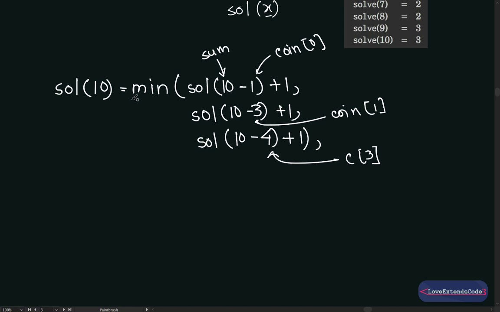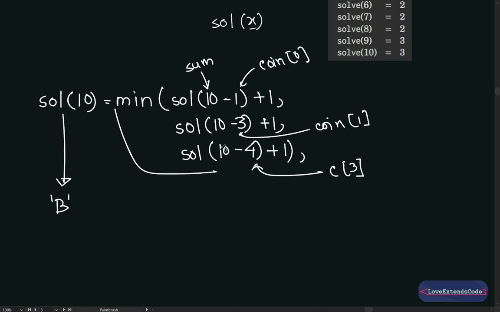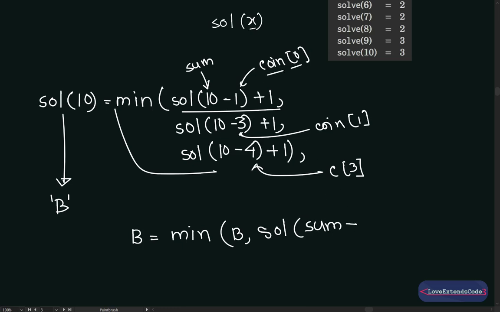Now this line can easily be broken down into 3 lines. So let's say sol 10, I'll store it inside the variable best. So b represents the variable best, and I will break down this one statement into 3 lines. First I can write b equals minimum of b and this one. This one I can write as sol of sum minus coin of 0.